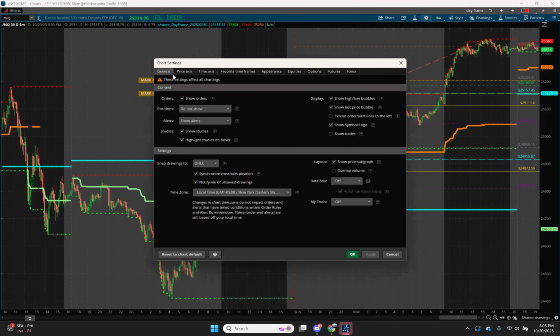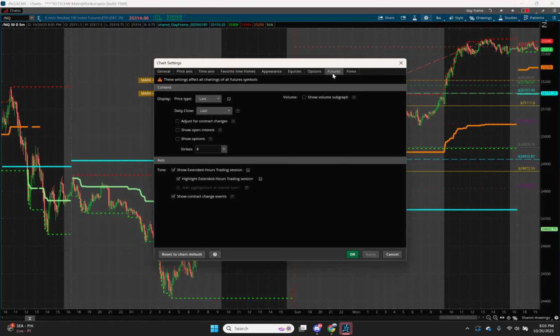Actually, I might just, oh yeah, show highlight. I just have to figure out which one of these it's on. It's under equities. Okay, it's actually under equities and futures. So it's futures. It has show extended session right here.